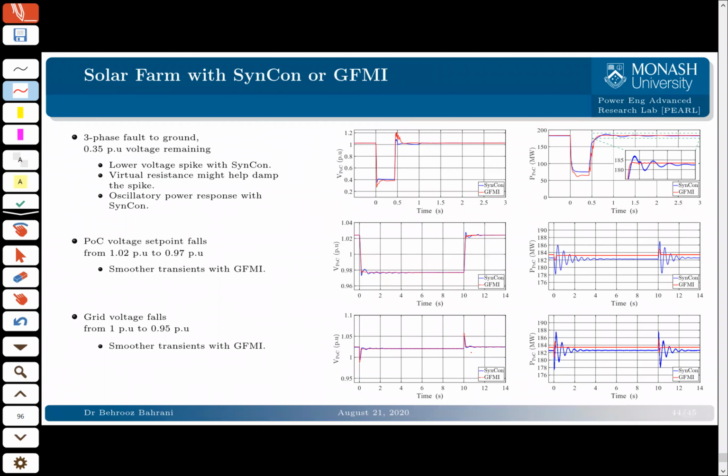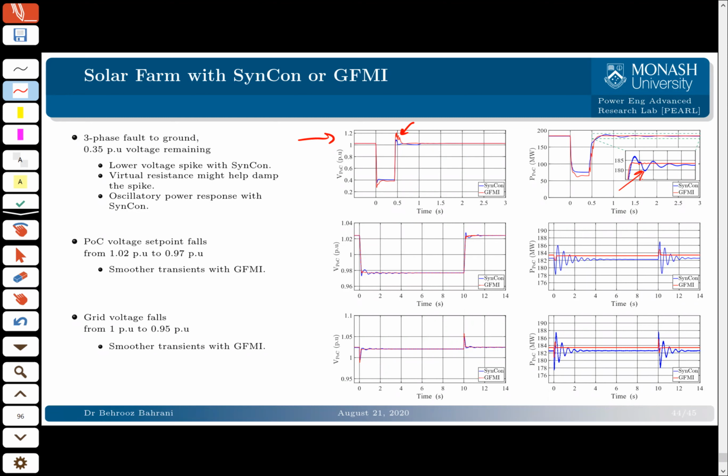Now, what we did, we wanted to compare the addition of a SynCon or a grid forming inverter. The red one is a grid forming inverter added to the same system. The blue one is a SynCon added to the same system. If you look at this one here with the three-phase fault to ground, yes, the SynCon can actually recover from the fault with a lower voltage spike in the system. If you look at this, the grid forming inverter has some bad spikes here upon the recovery. However, the SynCon is giving you those self-synchronous oscillations upon recovery in this case.